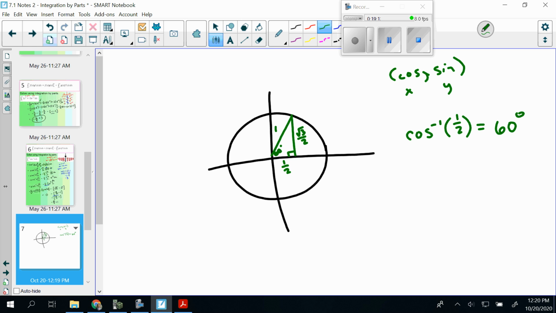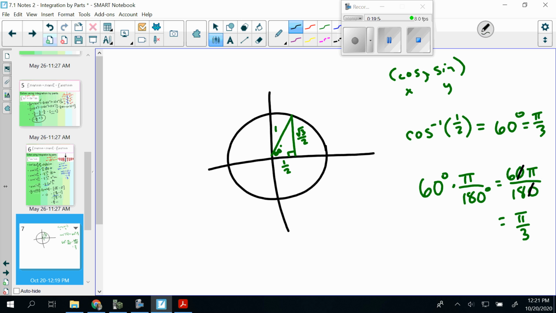So what is 60 degrees in radians? Our conversion here is to multiply by pi over 180. So we want to multiply this by pi over 180 degrees. That's going to be 60 pi over 180. We can simplify that. If we divide them both by 10, it's 6 over 18. 6 goes into 18 3 times, so this is going to be the same as pi over 3. So pi over 3 is what inverse cosine of 1/2 should give us.